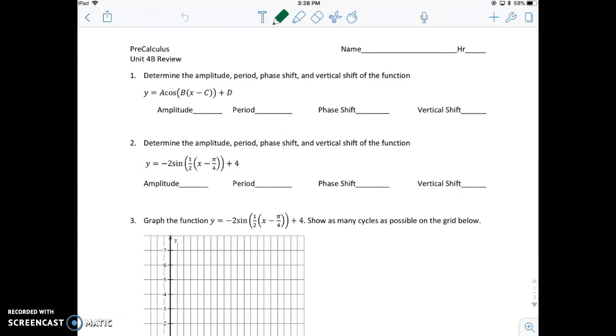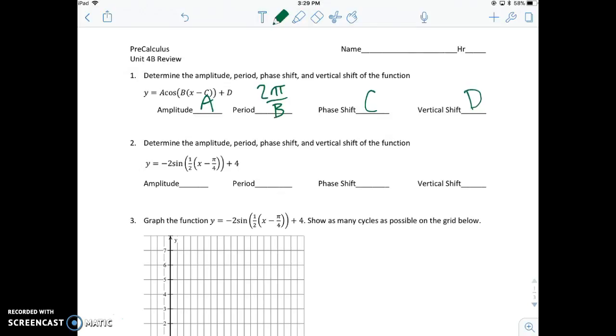So number one here, I'm able to find the amplitude, period, phase shift, and vertical shift based off of our A, B, C, and D values. Amplitude is always our A value. Our period is 2 pi divided by our B value, so that's the only one we can't pull straight out of the equation. Our phase shift will be C, and our vertical shift will be D.